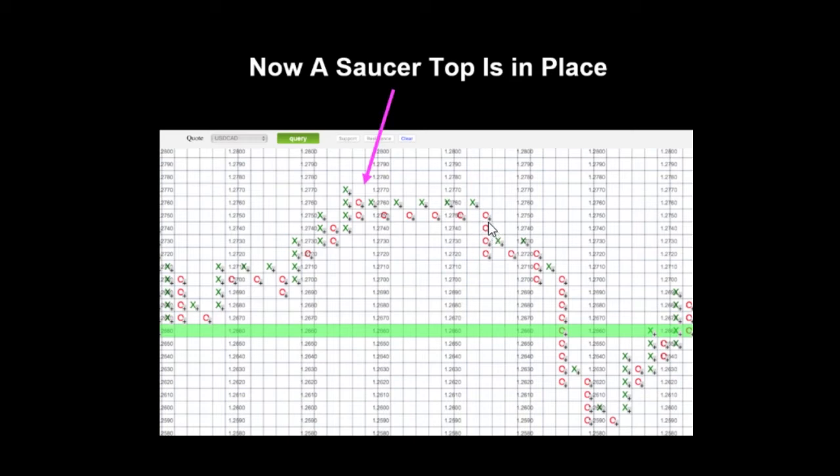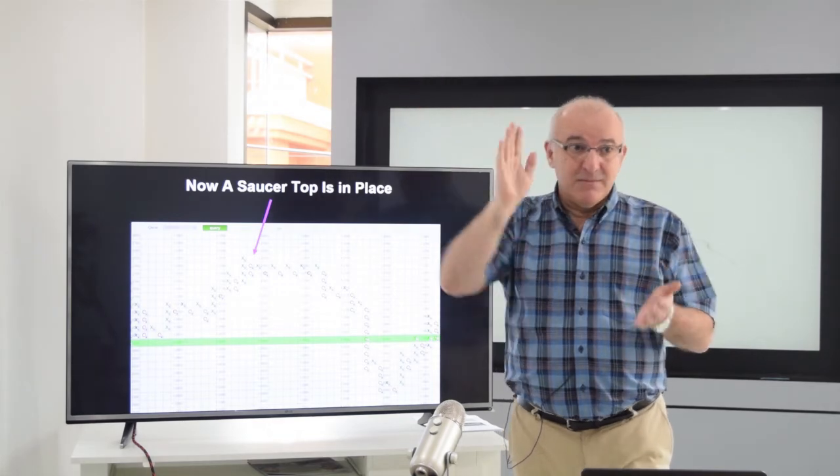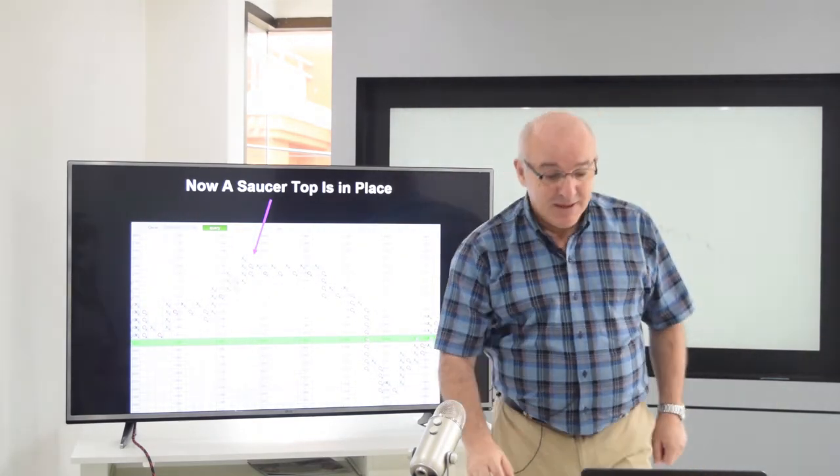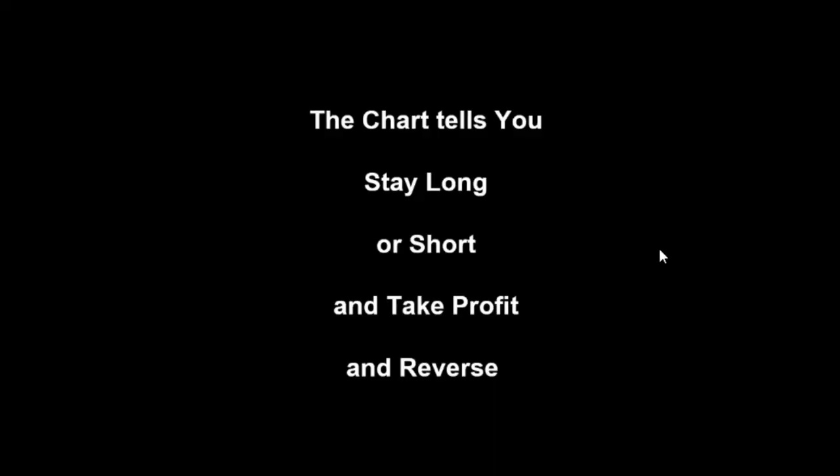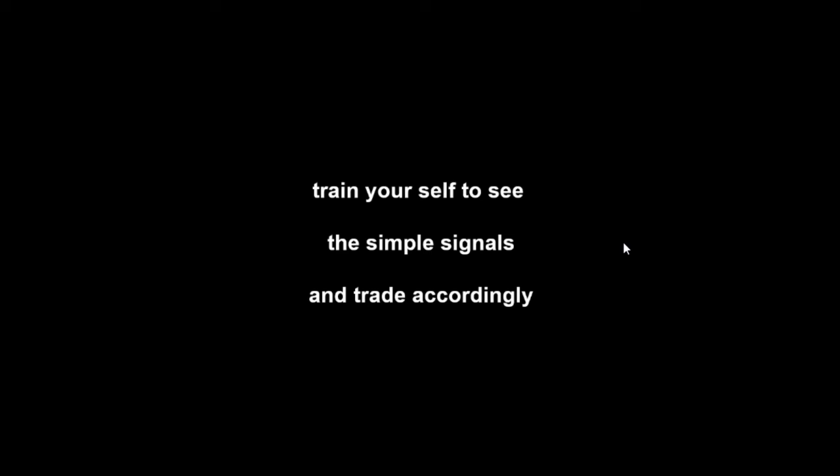If you can't see that, you have to learn to see it. It's very important you see that signal. It's telling you we've run it up from 124 or 125, and now we're at 127.40. Let's get out. Okay? They tell you stay long, stay short, take profit, they tell you to reverse. And what you have to do is to train yourself. Train yourself to see the signals and trade accordingly.